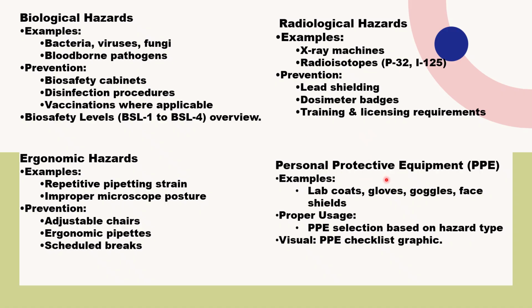Then personal protective equipment. What is this equipment? The examples are lab coats, gloves, goggles, face shields, etc. Then proper use of this PPE: the PPE selection should be based on hazard type, along with a visual PPE checklist graphic.